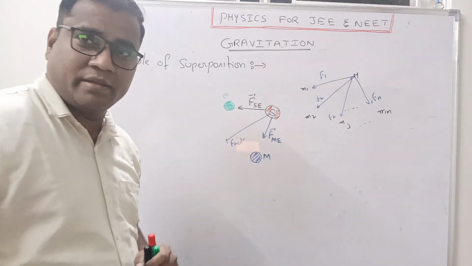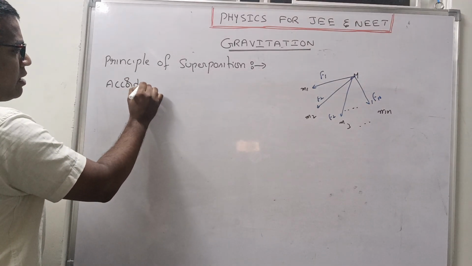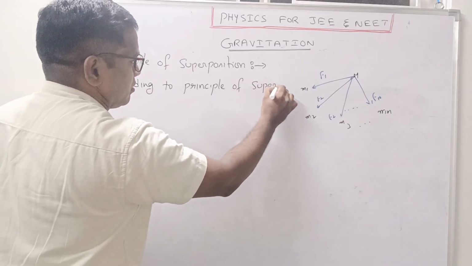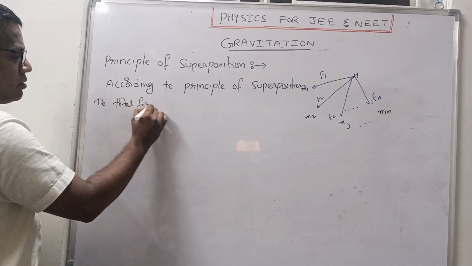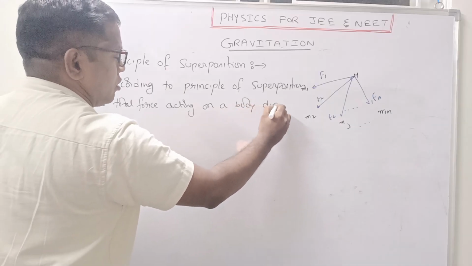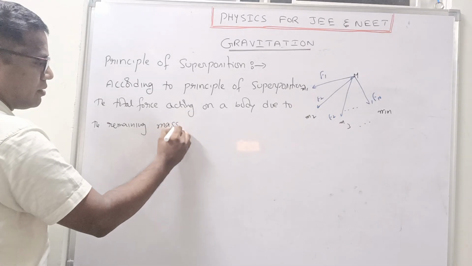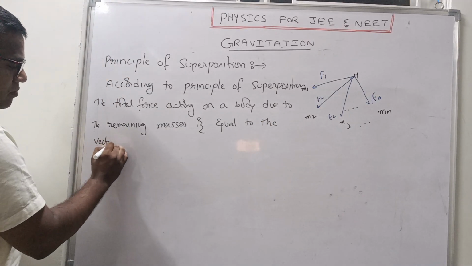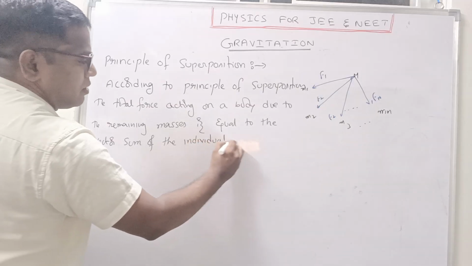Now see here, I will write the definition. According to the principle of superposition, the total force acting on a body due to the remaining masses is equal to the vector sum of the individual forces.